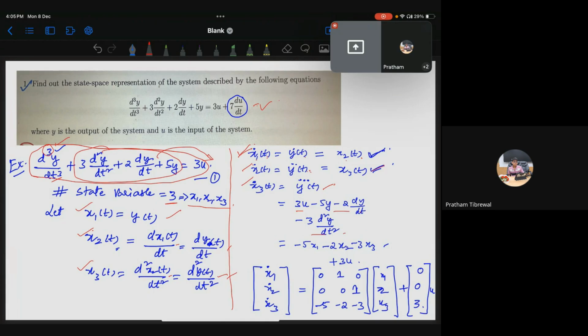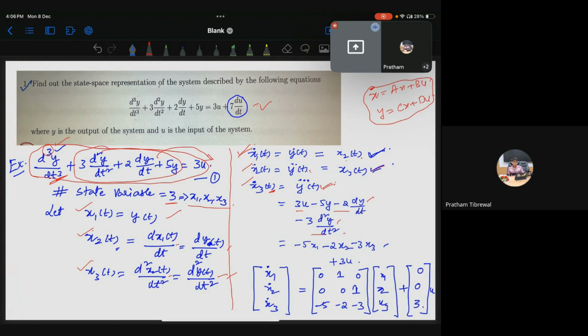So all these terms we know. Y triple dot means three times differentiation, d cube y of t upon dt cube, on the left side. Y triple dot is nothing but this one only. On the left side we have x3 dot. Our system of equations are first derivatives only. Yes, fine.